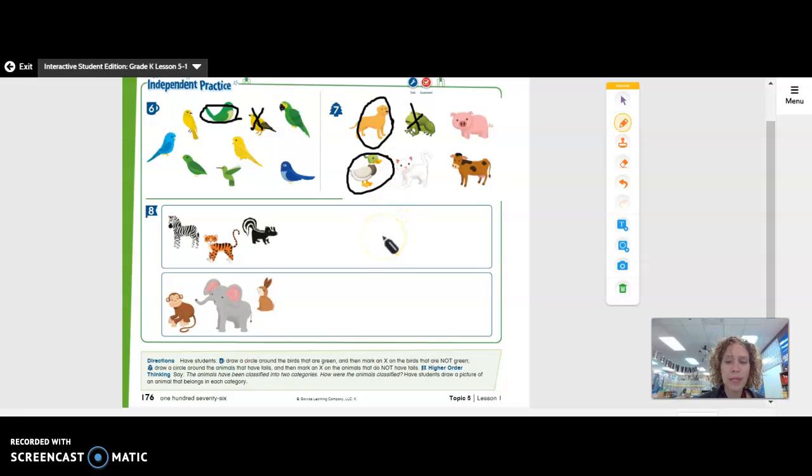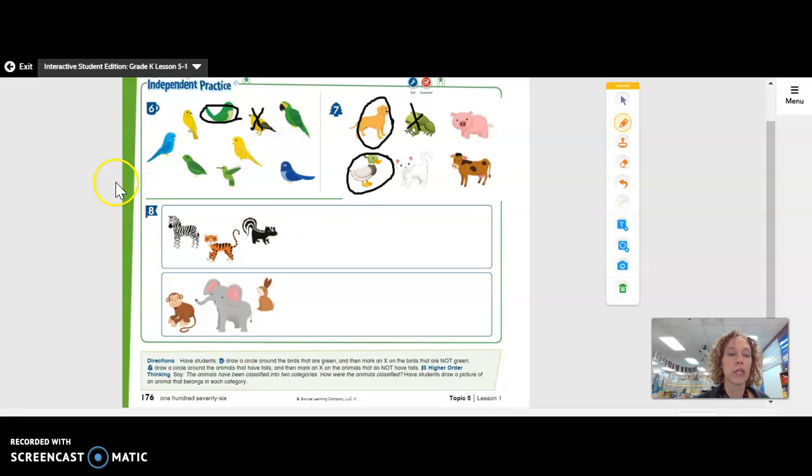All right. Now we're going to look at number 8. This is kind of a tricky one, but I think you guys can do it, and I'll help you out a little bit. So what you need to do is the animals, you need to listen first. The animals have been classified into 2 categories. How were the animals classified? And then you can draw a picture of another animal that should belong.